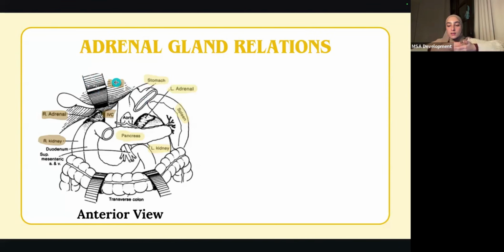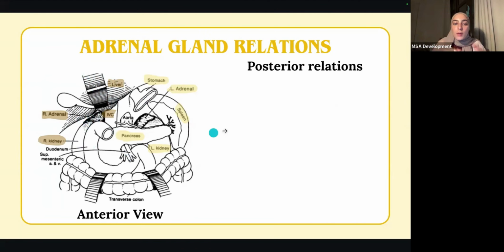The liver, as you can see, they ligated it and put it up, but if it was normally in your abdomen, it would be on top of the right kidney or the right adrenal gland. So just to recap, the anterior relations to the adrenal glands, right and left, are different because there are different organs, and it's in the posterior abdominal wall.